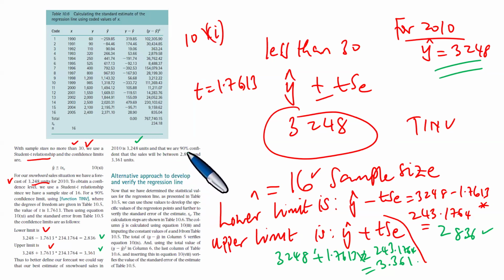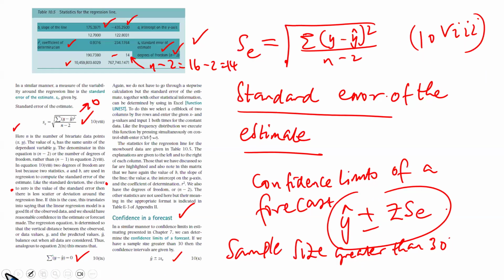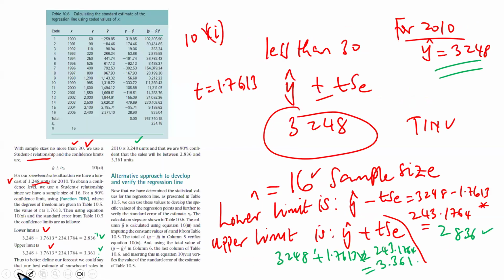We saw that we are 90% confident that the sales will be between 2.8 and 3.6. This is very important: we are 90% confident that it will be between these two. This is about the confidence in a forecast. Now, the alternative approach to develop and verify the regression line.